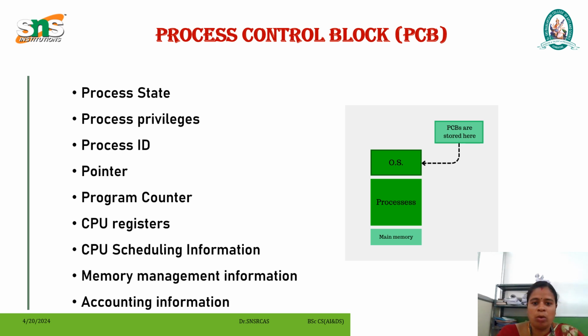Next one, accounting information. This includes the amount of CPU used for the process execution, time limits, execution ID, etc. Next one, input output status information. This includes the list of input output devices allocated to the process.